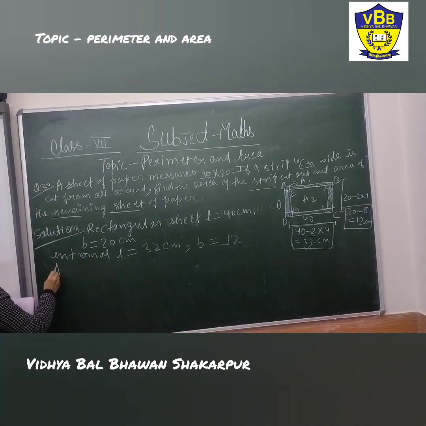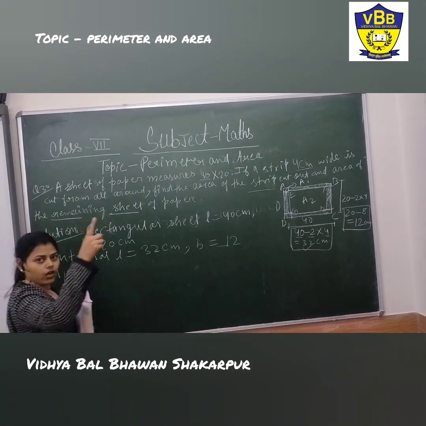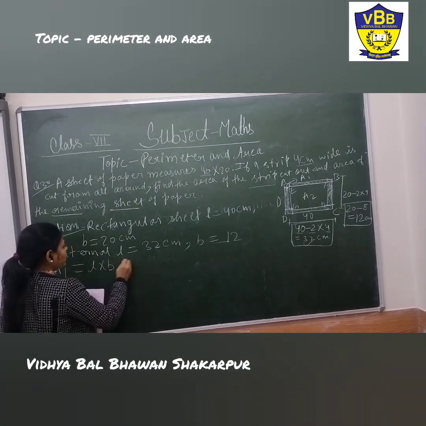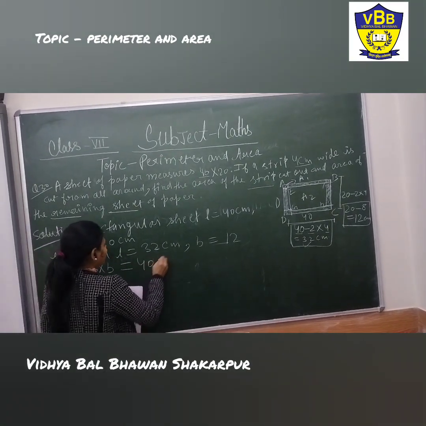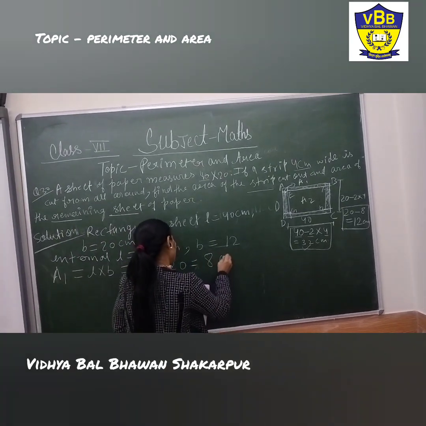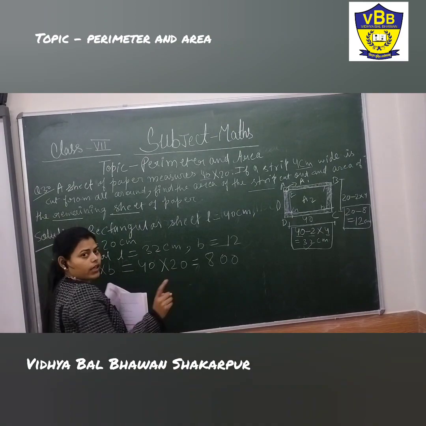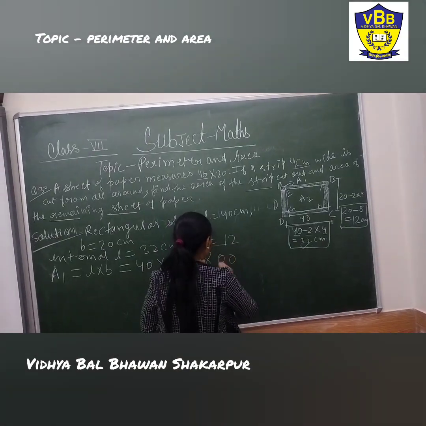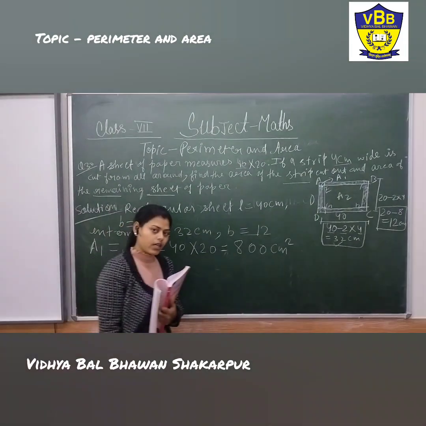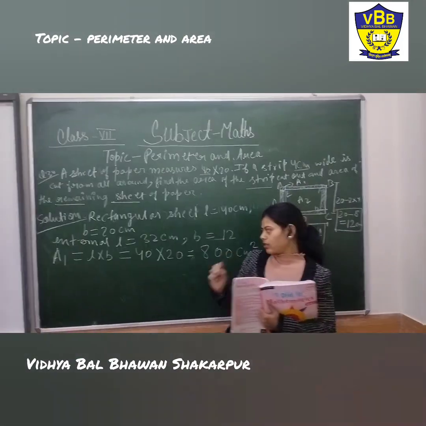Calculate the A1 area. A1 area is nothing but the area of ABCD. So this is L into B. Now put the respective values: 40 into 20. You will get 800 centimeter square. Fine. Now let's calculate the area of the A2 part.